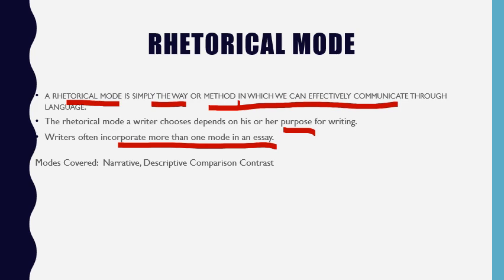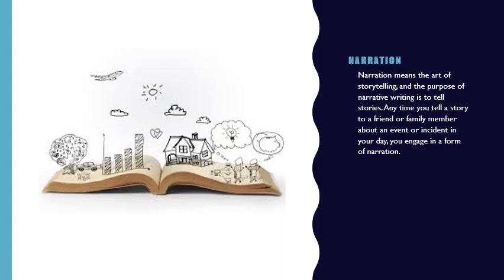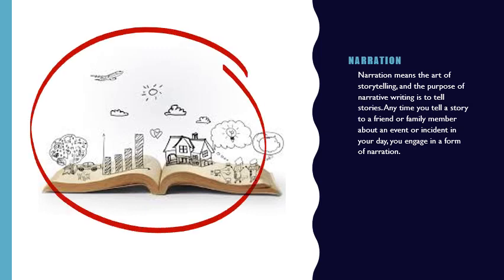All right, so far this semester we have covered narrative mode, the descriptive mode, and the comparison contrast mode. Narration. So narration has to do with telling a story, right? Narration means the art of storytelling, and the purpose of a narrative is to tell stories. Anytime you tell a story to a friend or family member about an event or incident in your day, you engage in a form of narration.